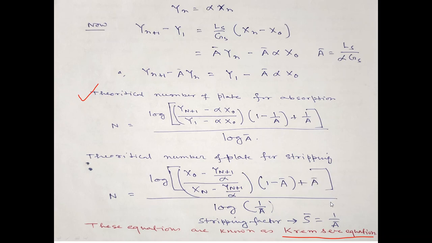So the equation will look similar, but you can use either of these two equations, and this is a very well known equation. This is the Kremser equation. With this Kremser equation, you can calculate the theoretical number of plates. For absorption there is one equation, and for stripping this is the equation, when the absorption factor is not equal to 1. But keep it in mind, the Kremser equation is applicable for calculating the theoretical number of stages in multiple contact.